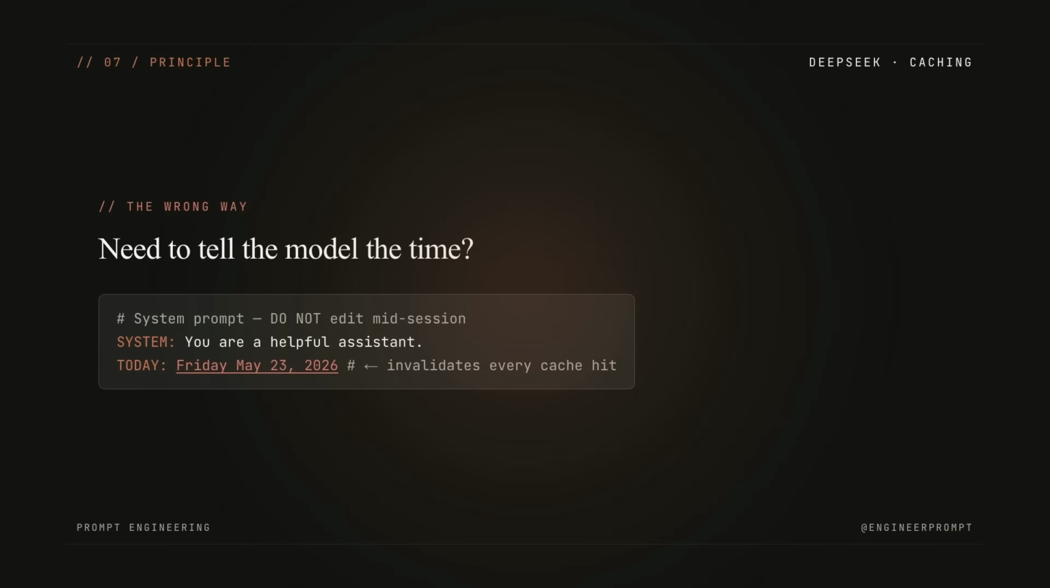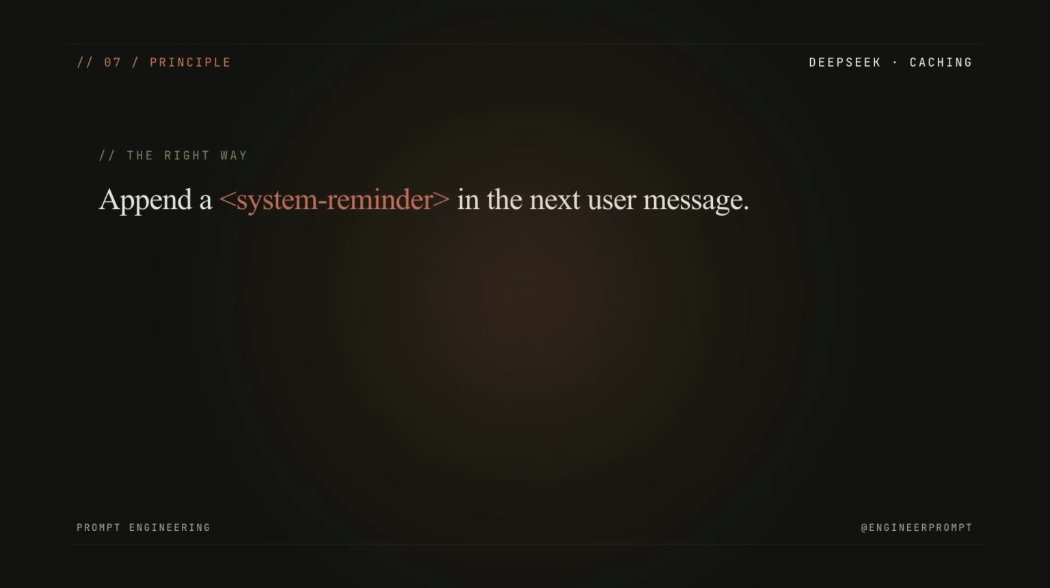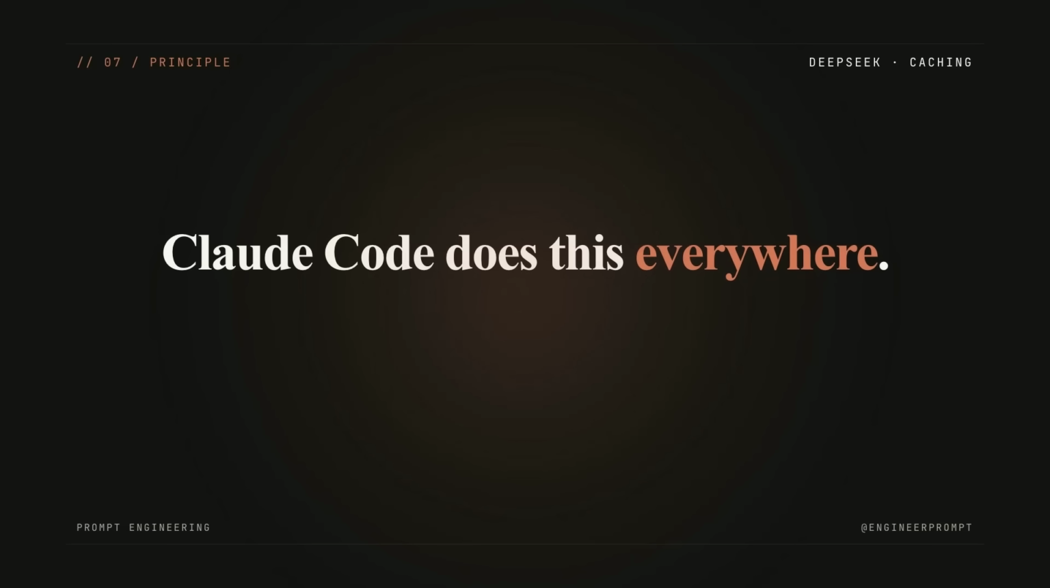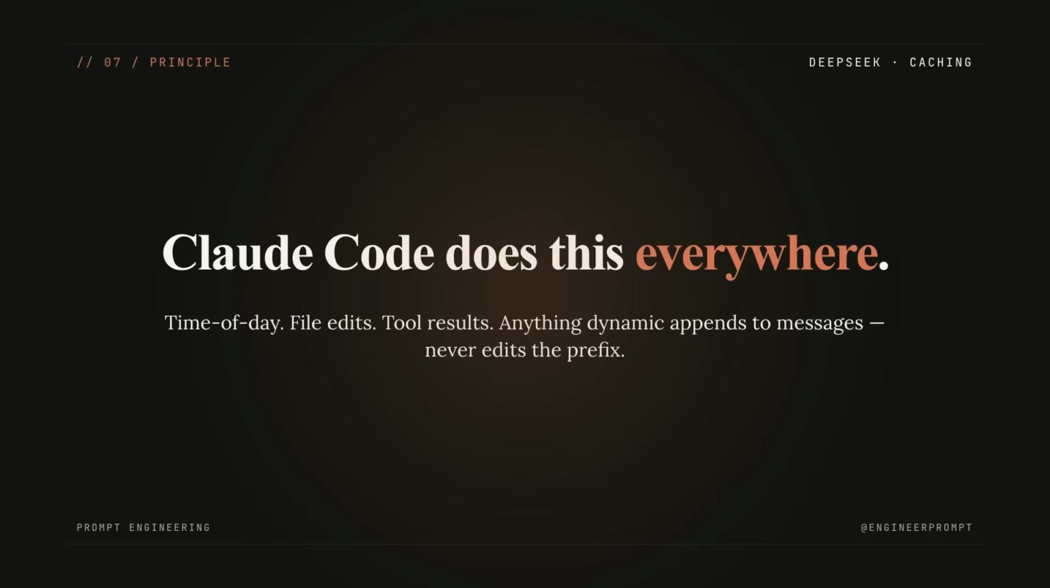Similarly, if the user edits a file, don't change the prompt. Append a system reminder noting that the file changed. Claude Code harness does this everywhere. Anywhere the harness needs to update the model on the world, it appends messages instead of editing the prefix. This way, the cache stays intact.